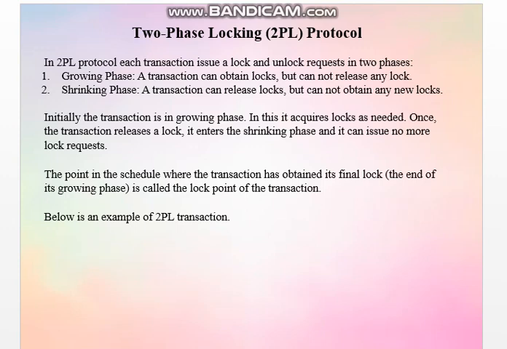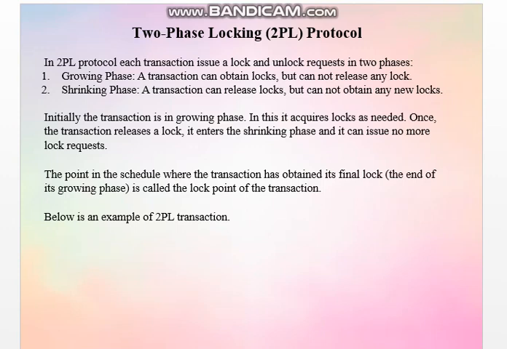If transaction T1 requires data items A, B, C and D, then transaction T1 will occupy the lock on data items A, B, C and D. This phase is called the growing phase, where a transaction is obtaining locks, but it is not able to release any lock. The next phase is called the shrinking phase. In this phase, a transaction can release a lock, but it cannot obtain any new lock.